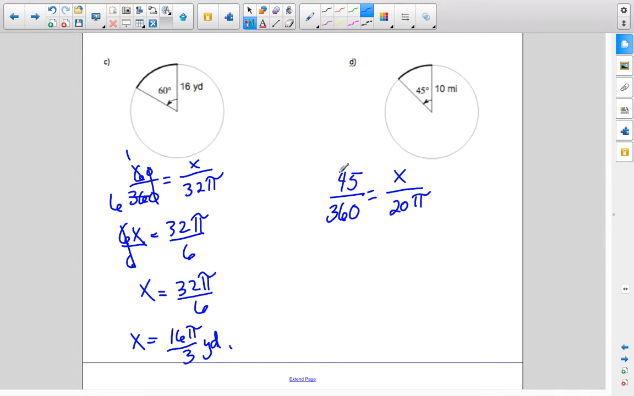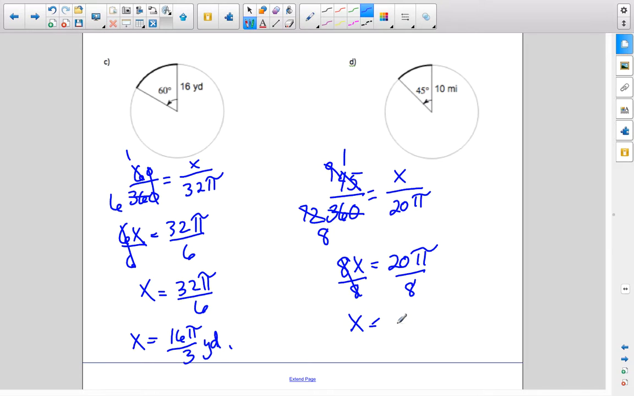Let's simplify this. 5 goes into 45 9 times. 5 goes into 360 72 times. Oh, 9 goes into 72, so I can put 1 over 8. Real easy to cross multiply here once I get those numbers simplified. 8 times x equals 1 times 20 pi. Divide both sides by 8. And now I've got x equals 20 over 8.